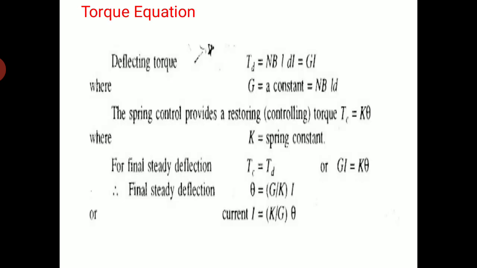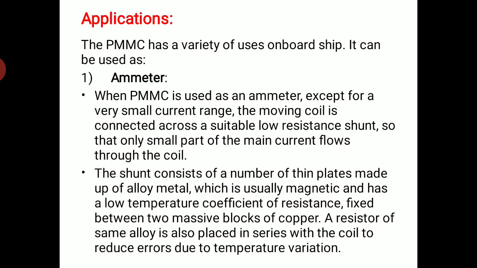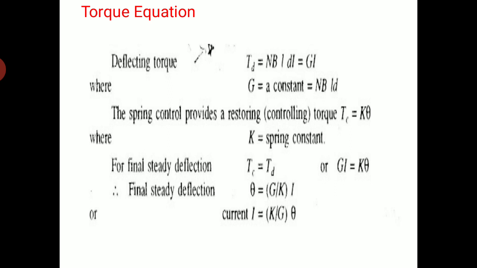Here the deflecting torque Td is equal to NBIA, which is called G, which is constant. The controlling torque Tc is equal to K into theta, where K is the spring constant. In the steady state condition, the controlling torque must be equal to the deflecting torque. So you substitute theta equal to GI by K. So current I equals K theta by G. Here we are assuming K is constant, so the current is directly proportional to theta.